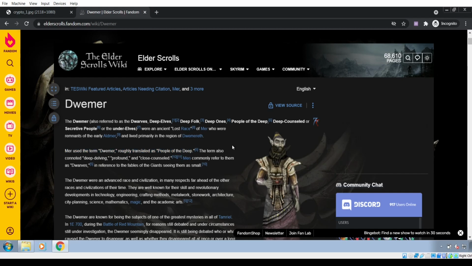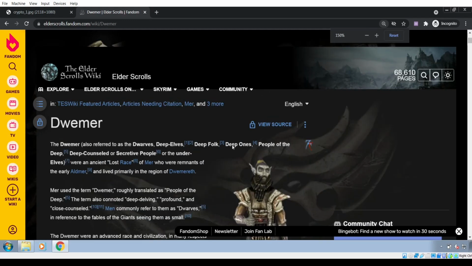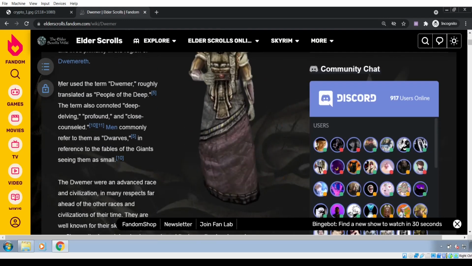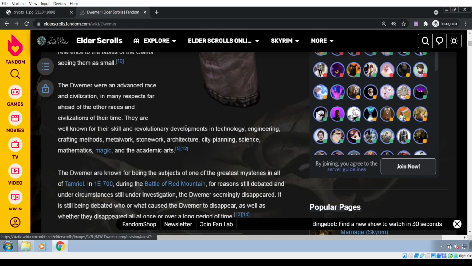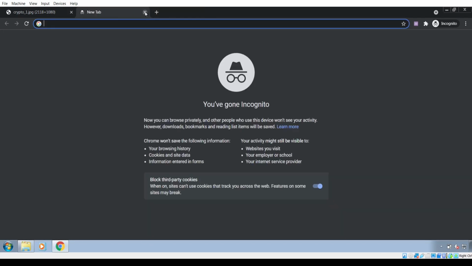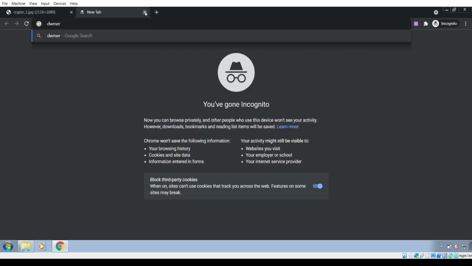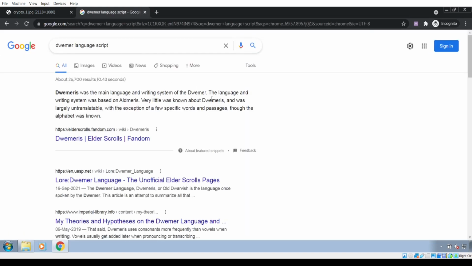If you cannot see it, I will zoom it in for you. The term Dwemer is roughly translated as people of the deep. So we have found that the context given to us was satisfied. That means we need to find out about the Dwemers, and what the Dwemers used as their script. So now I search for the Dwemer script, language script. As I can see, Dwemeris was the main language and writing system of the Dwemers.